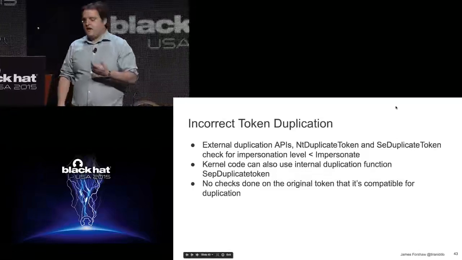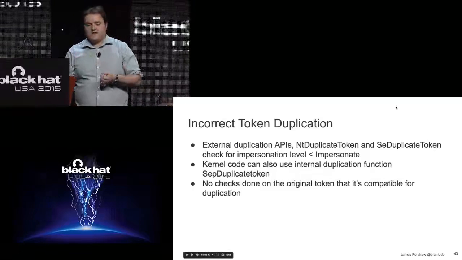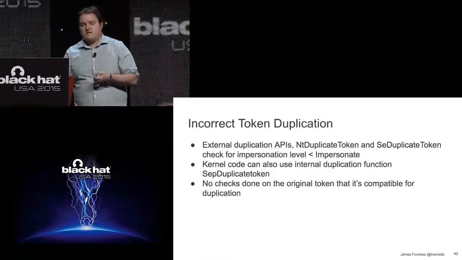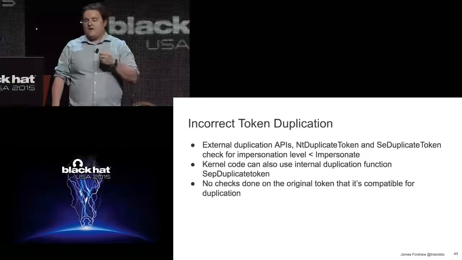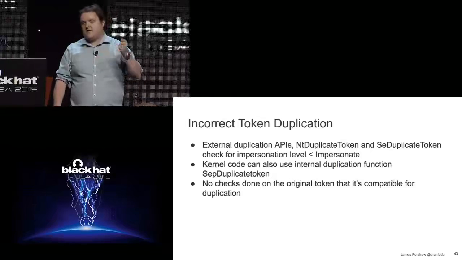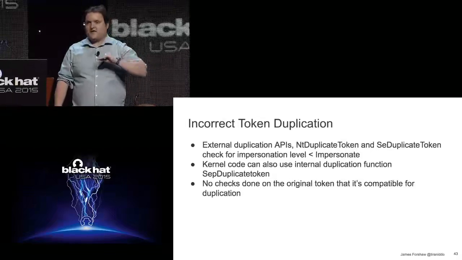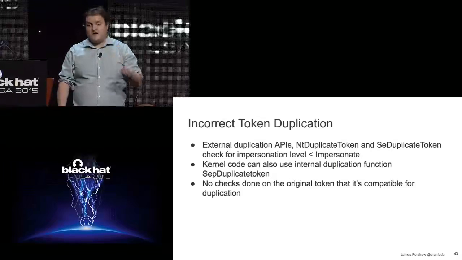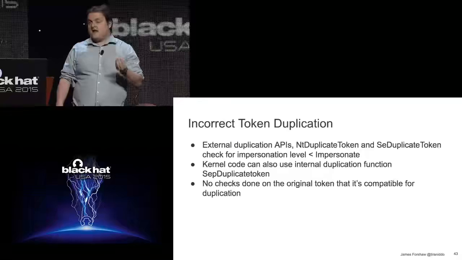But if kernel code calls the internal duplicate token function, SepDuplicateToken, that check is bypassed. This is only in the user level exposed functionality. But if the kernel does it, it can convert it to any token you like.